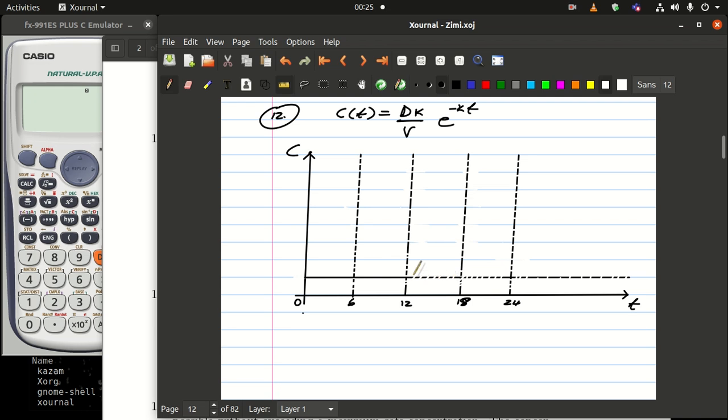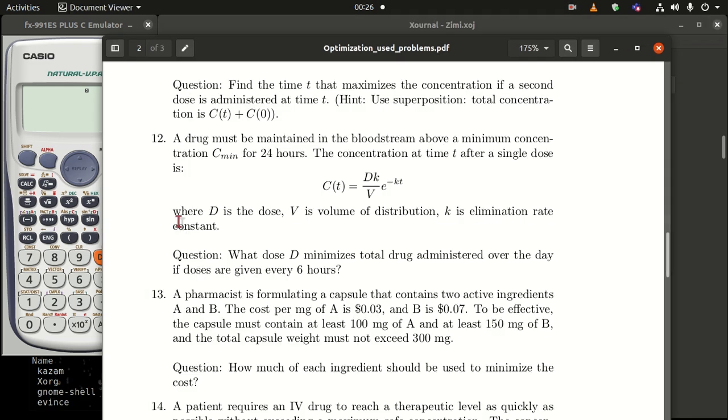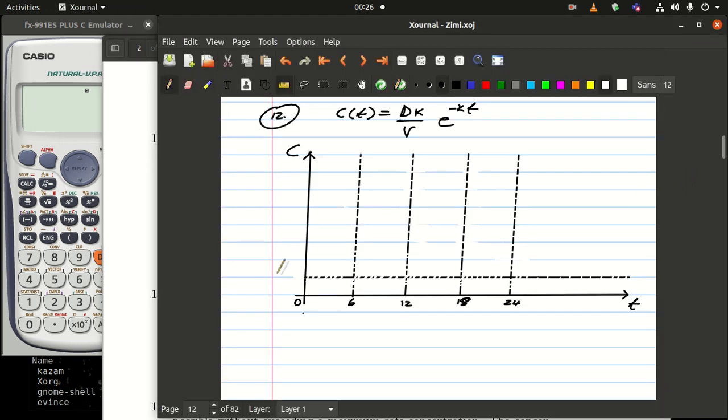I want to explain what is happening here without causing any confusion. What this statement is saying in question number 12 is that I have a dose after every 6 hours, that is fine, and I want to make sure that the concentration is always above the minimum concentration. So this one here is C. This one is going to be the minimum concentration, or C-min.